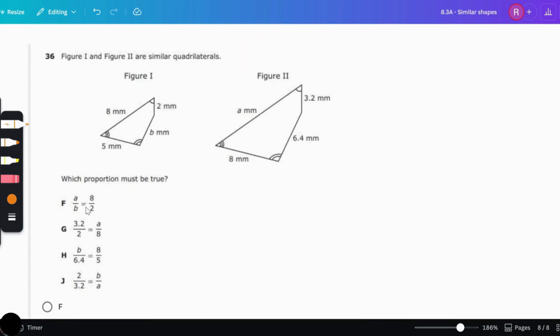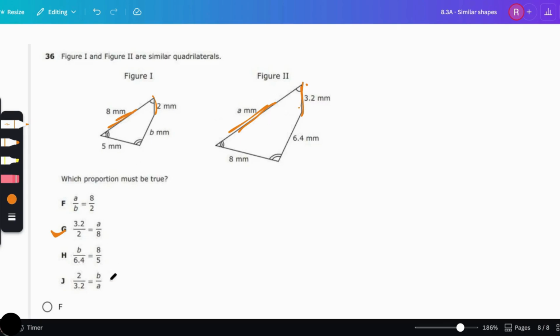Lastly, let's take a look at this one. Which proportion must be true? Let's see. AB, where is A? A is here, then B is here. So this one is wrong. A does not correspond to B. So A over B equals 8 over 2 is wrong. Let's try 3.2. This is 3.2 over 2 equals A over 8. This is A and this is 8. So this one goes, 3.2 over 2 equals A over 8.